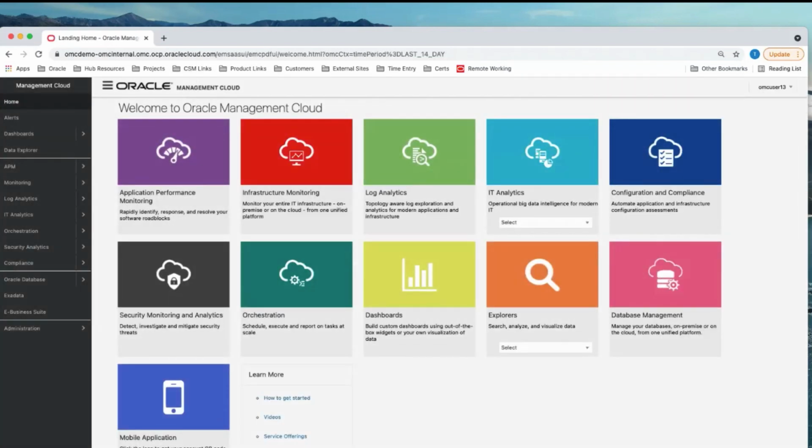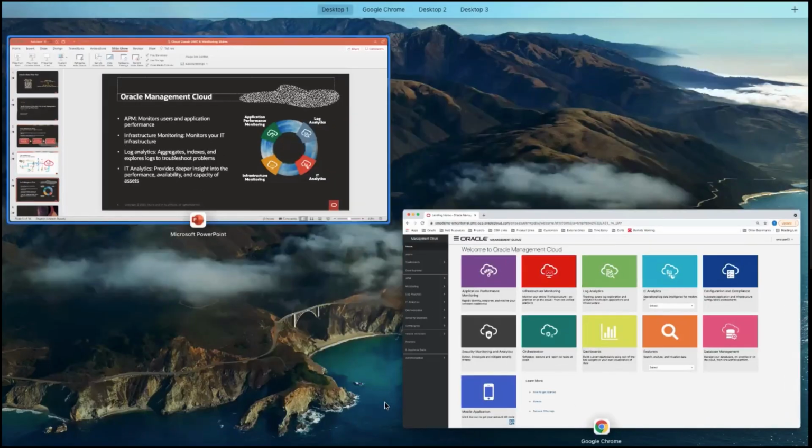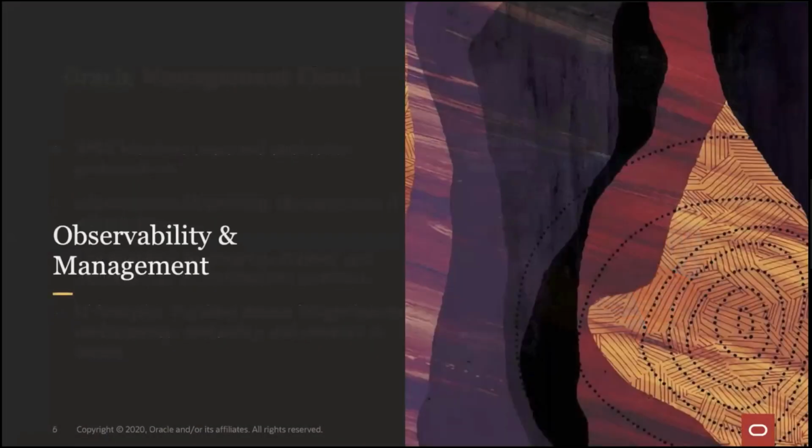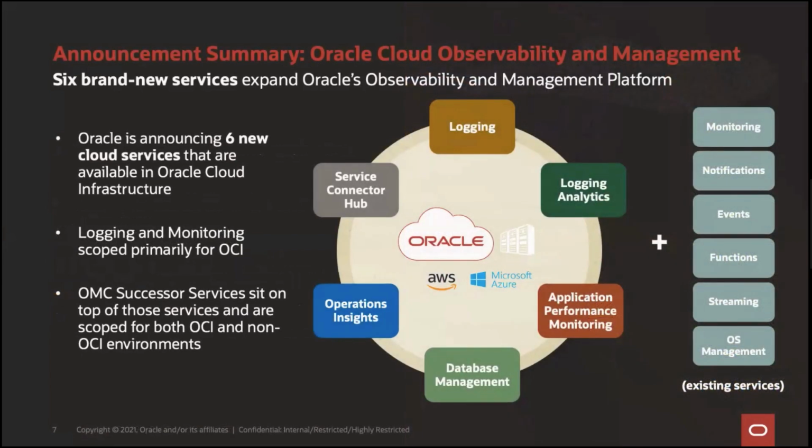Now I'm going to go back to my PowerPoint because I'd like to speak a bit about one of our new tools, which is observability management, which is basically a Gen 2 OMC that's really focused on taking a lot of the features and moving them into a cloud native form. There are 6 new services within observability management. And again, these are OCI native services based on OMC.